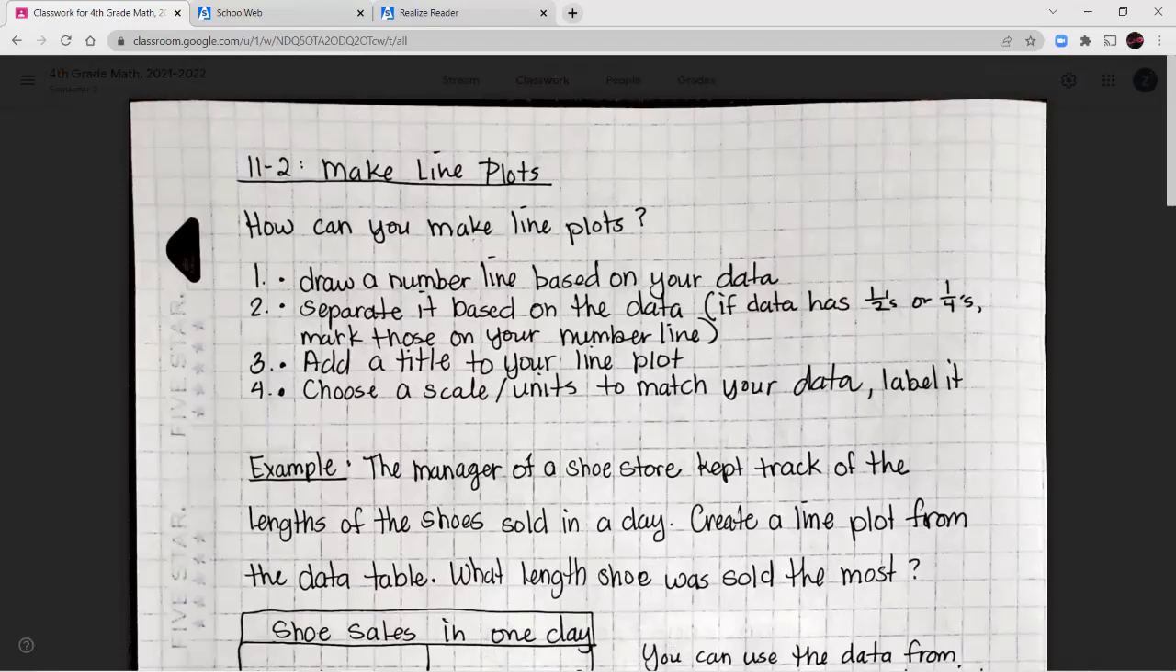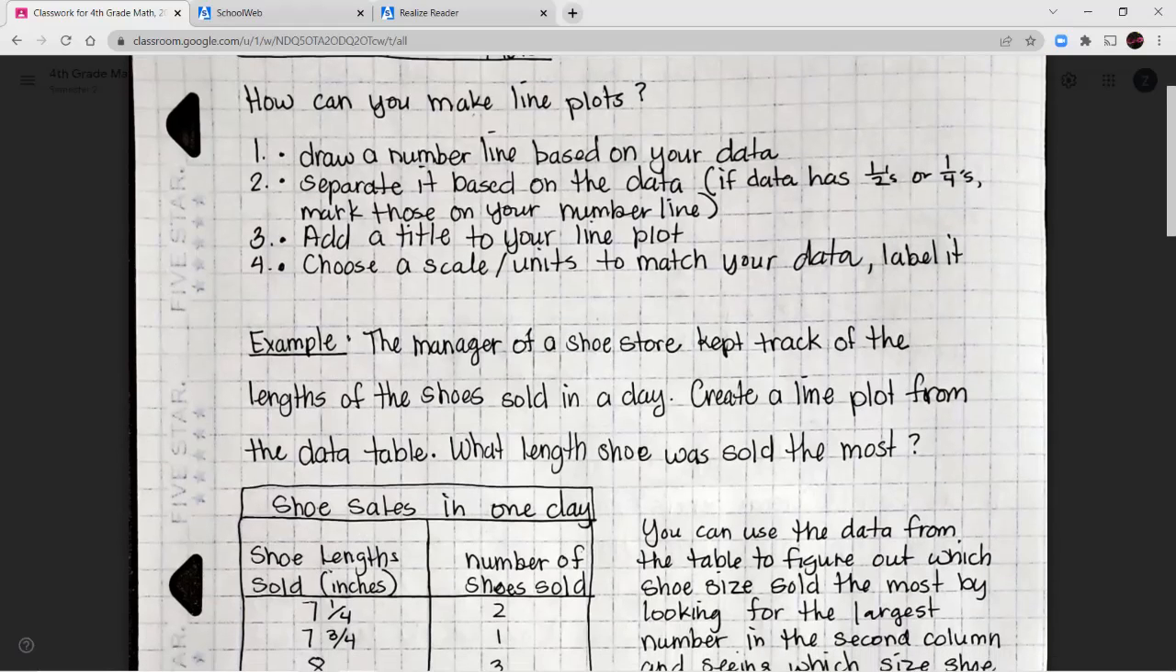Next, you're going to separate that number line based on the data. So if your data points are in halves, you're going to break each whole into 2 parts. If your data points are in fourths, you're going to break each whole into 4 equal parts. You need to add a title to your line plot and then choose your scale or units to match your data and label that. So let's take a look at our first example.